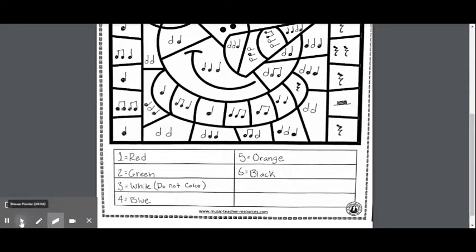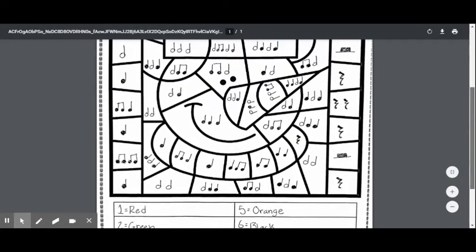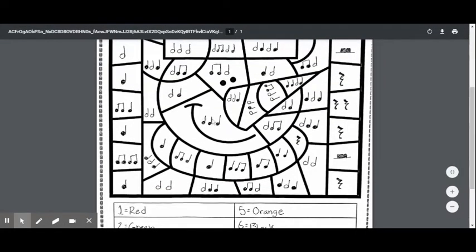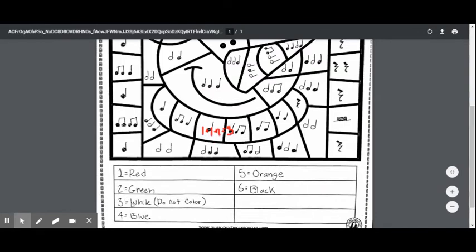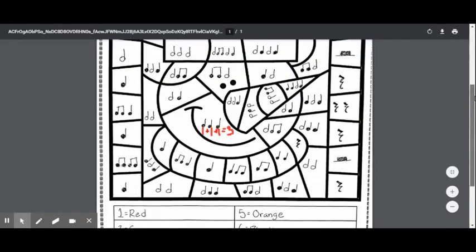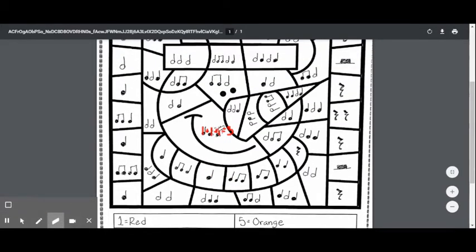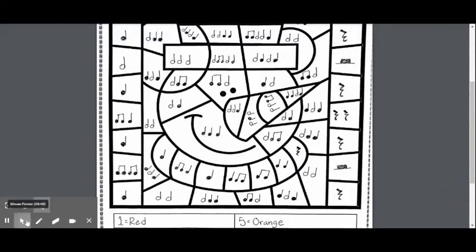Alright, so let's take a look. Let's start right here, this big smile section. So we have 3 quarter notes. Each one is worth 1 beat plus 1 beat plus 1 beat, which equals 3. So if we scroll down to the bottom, 3 means white, and it means do not color, you can leave it alone. Let's do another one together. So this section you leave white.